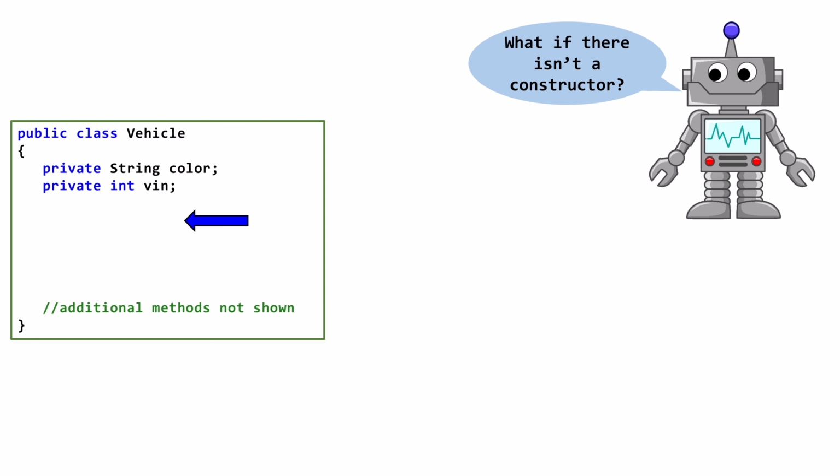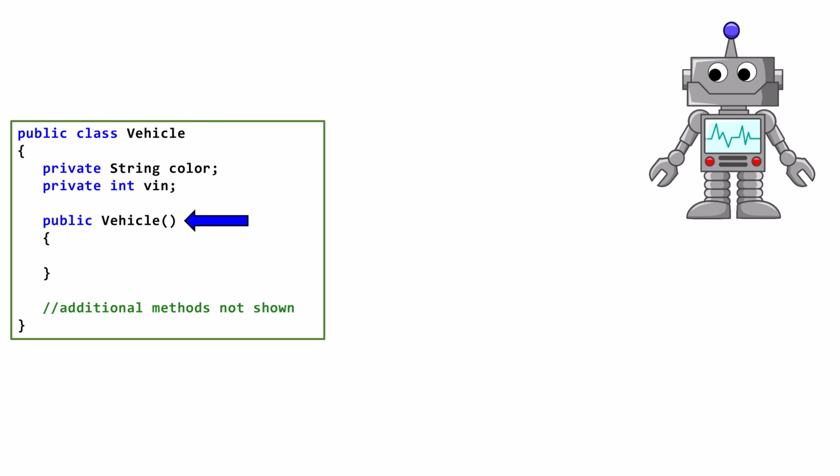Let's look at another variation of this class. Here, there is no constructor at all. Java will start by inserting a generic no-parameter constructor for us. Next, it will add a call to a no-parameter constructor in the superclass.